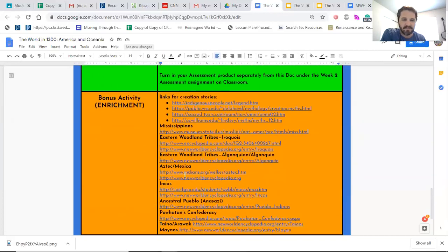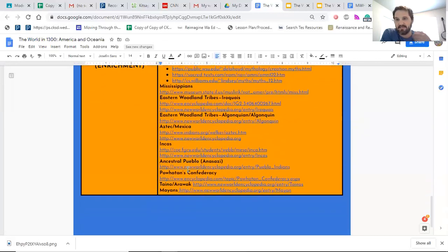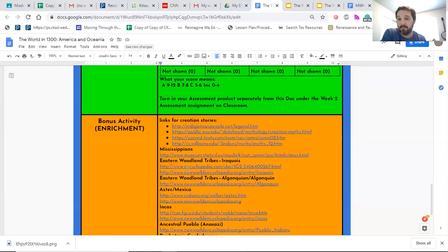Bonus activity, enrichment. You have all these different links down here if you want to find out more about a certain tribal group that you picked. So that's basically it.